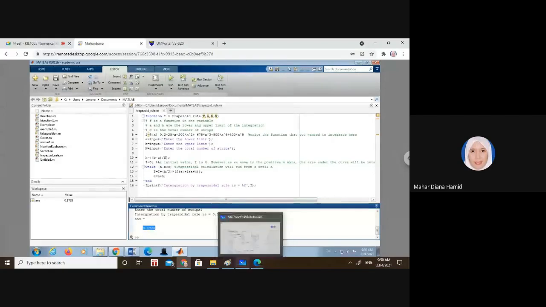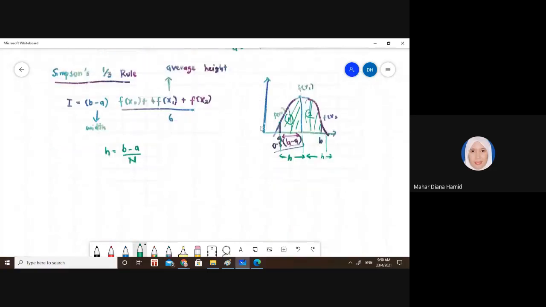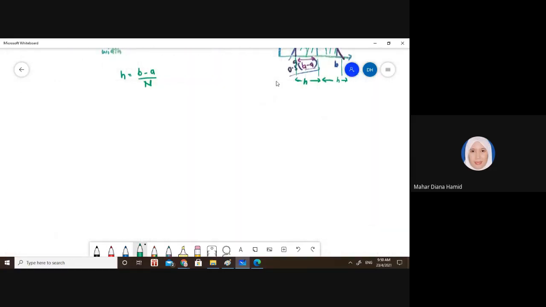Can you hear me? I just write here. So the limit for the exercise, tutorial 5, number 2, A until C. The lower limit A here is 0 and the upper limit is 0.8. Okay, so please note that down.